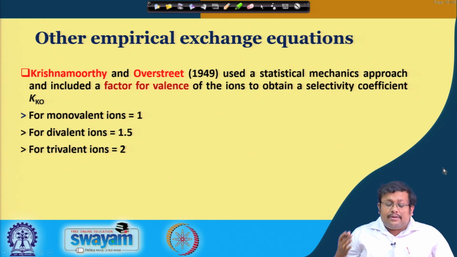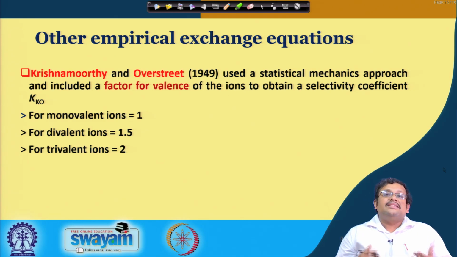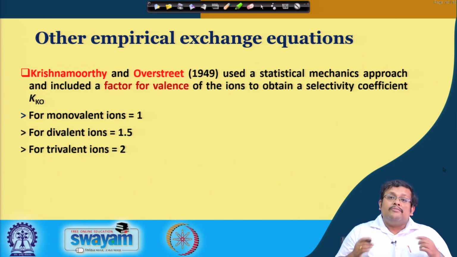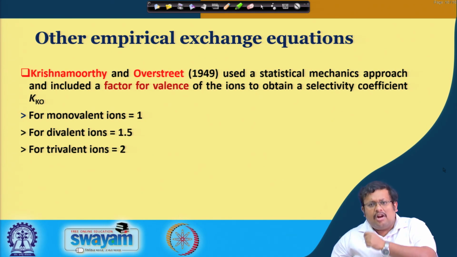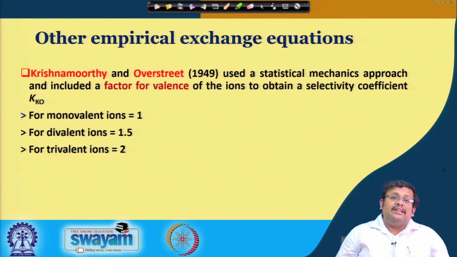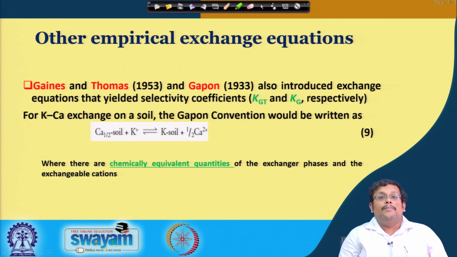Now, other empirical exchange equations are by Krishnamurthy and Overstreet. They used a statistical mechanical approach and included a factor of the valence of the ions to obtain a selectivity coefficient, that is Kk0. For a monovalent ion, they got a value of 1. For a divalent ion, they got a value of 1.5. For a trivalent ion, they got a value of 2.